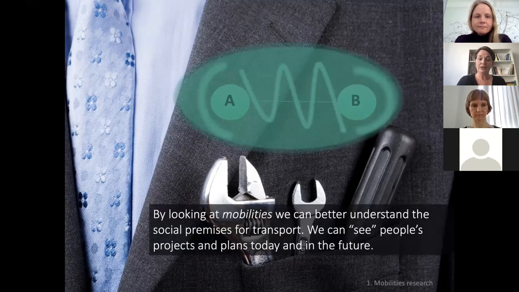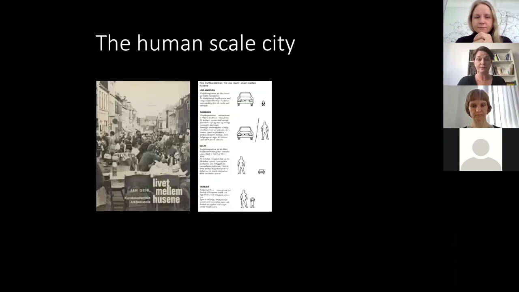So basically, you could say by looking at mobilities, we can understand social premises for transport. We can see people's projects and plans today and in the future. So this is what I'm giving you on mobilities, just so you know that this is the outset with which I'm looking at urban planning and mobilities and how to make it sustainable.